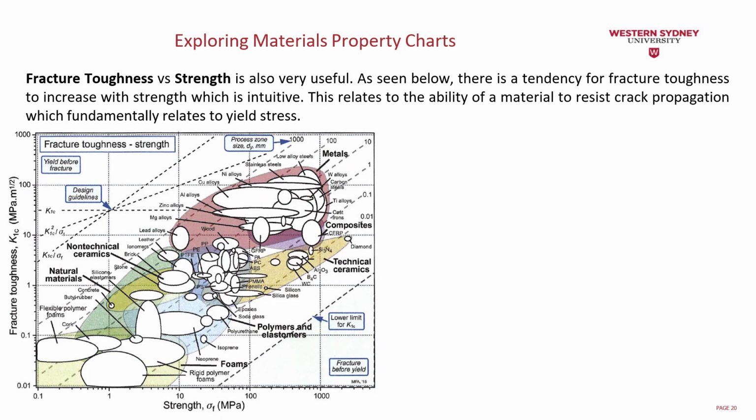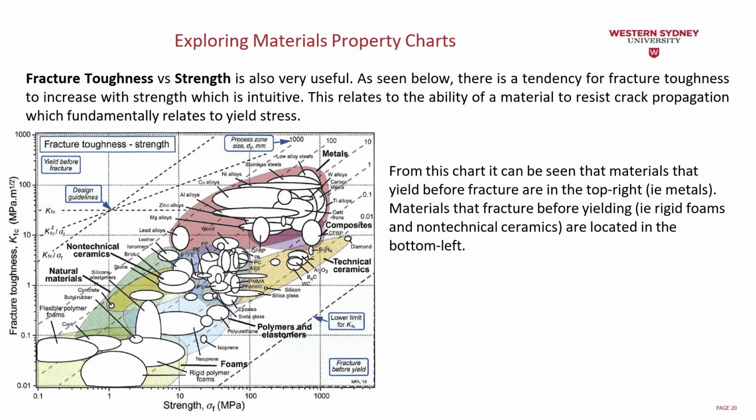Fracture toughness against strength is also a very useful parameter for selecting a material. As seen below, there is a tendency for fracture toughness to increase with strength, which is intuitive. This relates to the ability of the material to resist crack propagation, which fundamentally relates to the yield stress. From this chart, it can be seen that the materials that yield before fracture are at the top right.